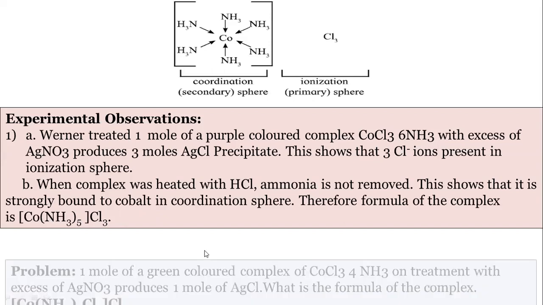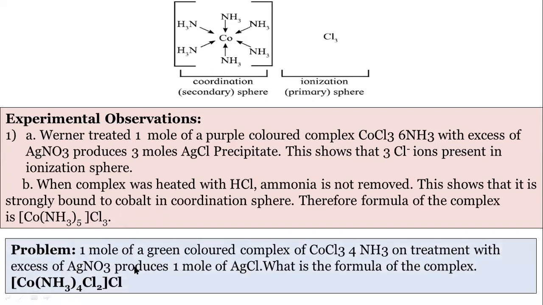So one example I have given, this problem can be asked for 1 mark. When 1 mole of green colored complex, this is CoCl3·4NH3. This is a combination: 3 chlorine ligands and 4 ammonia ligands are there. On treatment with excess of AgNO3, it is found that 1 mole of AgCl is precipitated. So 1 mole of AgCl means 1 Cl should be outside the square bracket. And what is the formula? I have given this answer.